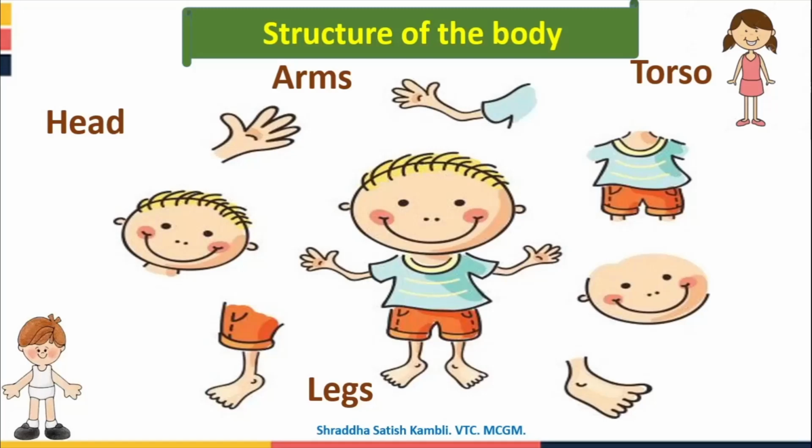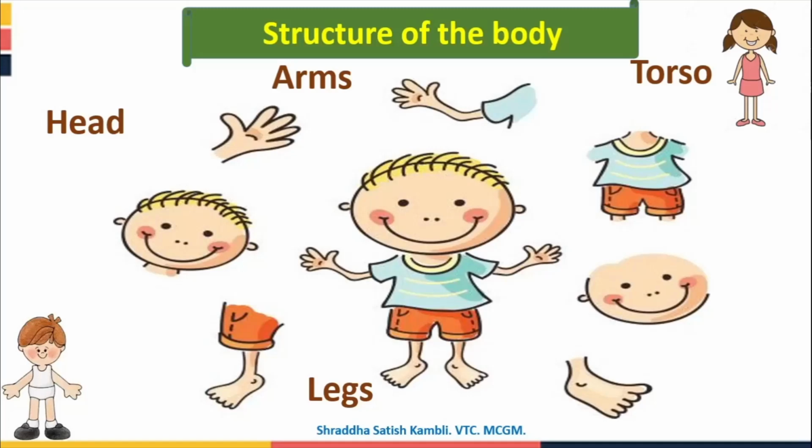Alright, for example, if you talk about the structure of a building, then you have the ground floor, you have the first floor, you have the terrace. So in the same way, in the structure of our body, we have the head, we have the torso and the arms and legs. Alright, so now we are going to look at each of these structures in detail. We will try and see what are the different parts of the head, the torso, and the arms and legs.